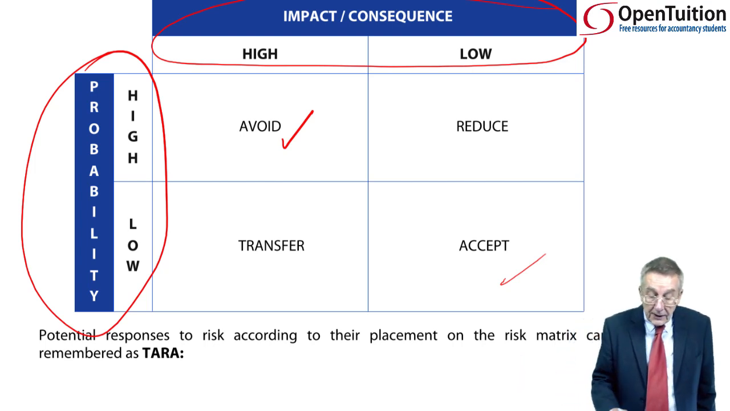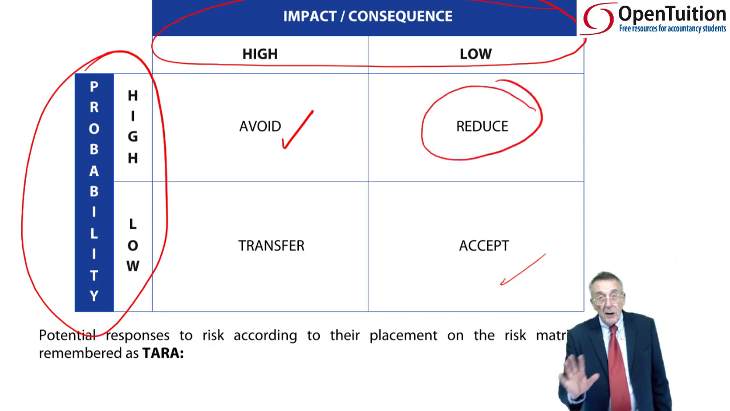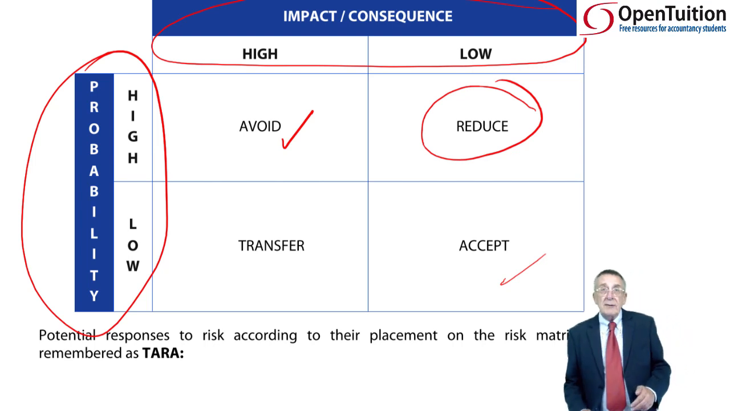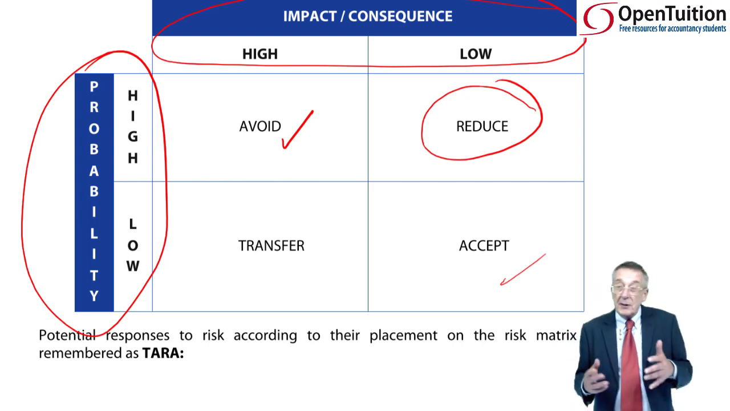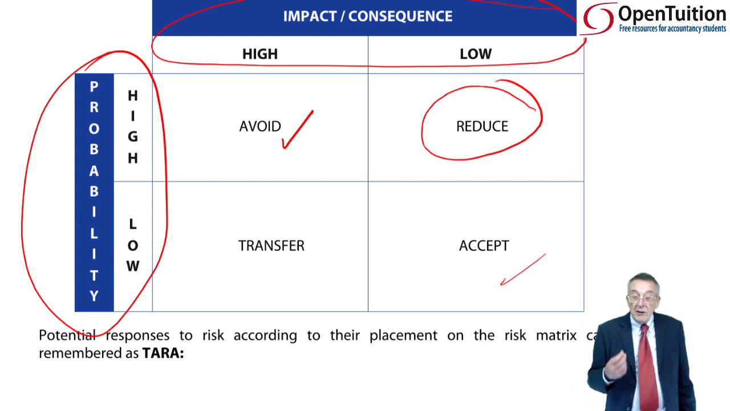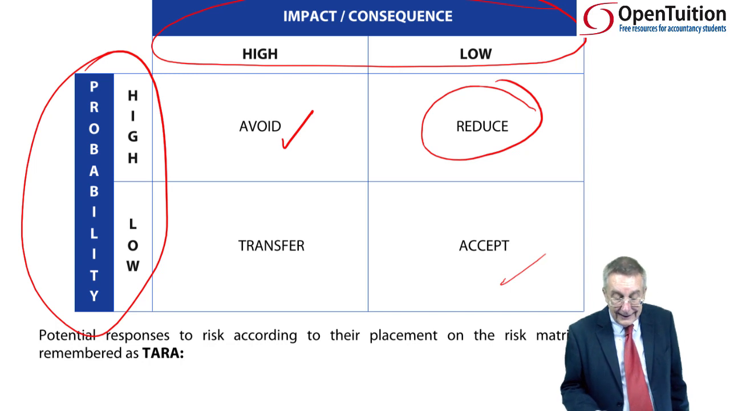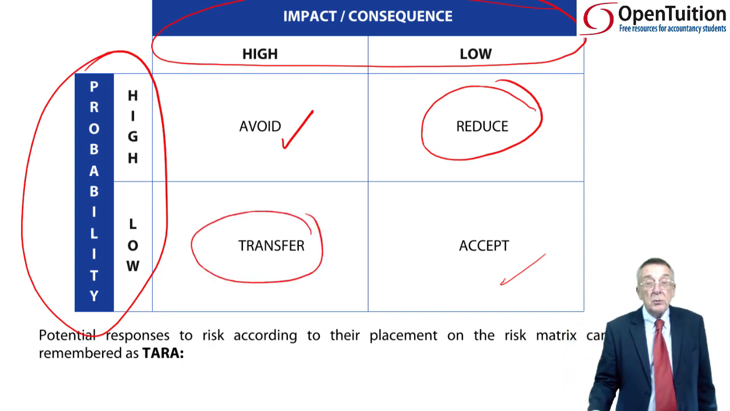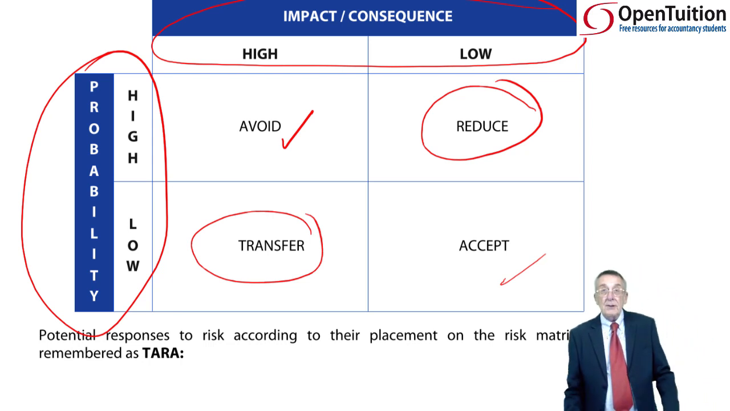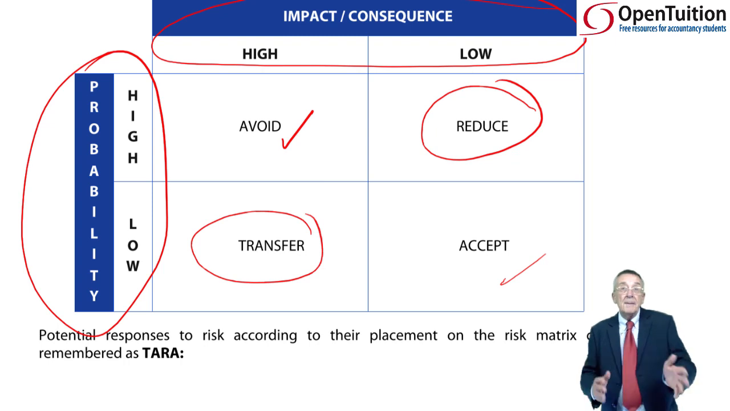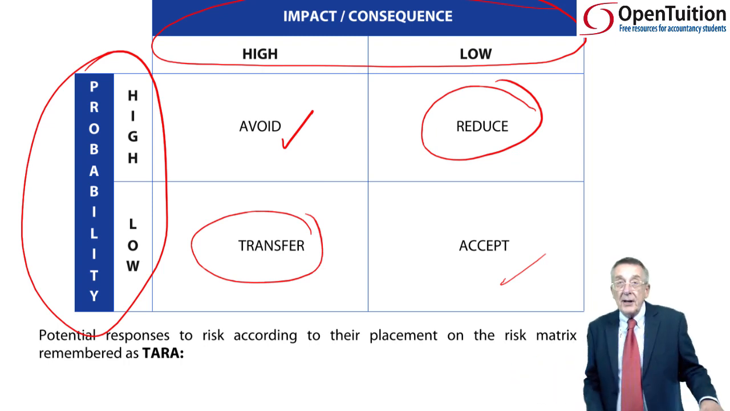But for the other two, if it's a low impact but a high probability, then we look for ways of attempting to reduce the risk. We'll talk about ways we might employ shortly. We'll look to see if we could reduce the risk at all. If it's a high impact but a low probability, again, I'll talk about ways in a minute, we'll attempt perhaps to transfer the risk or share the risk with other people.